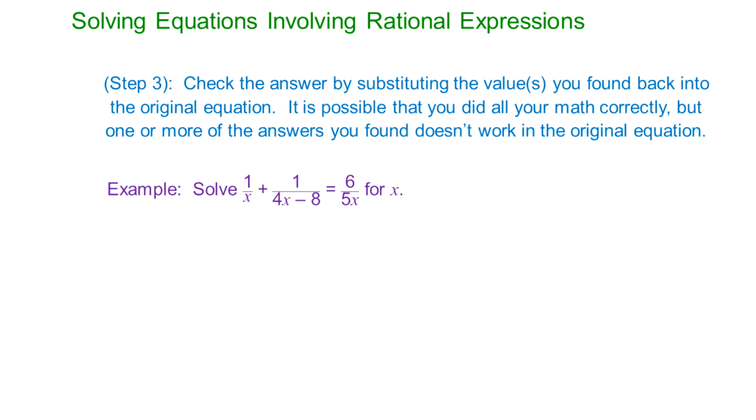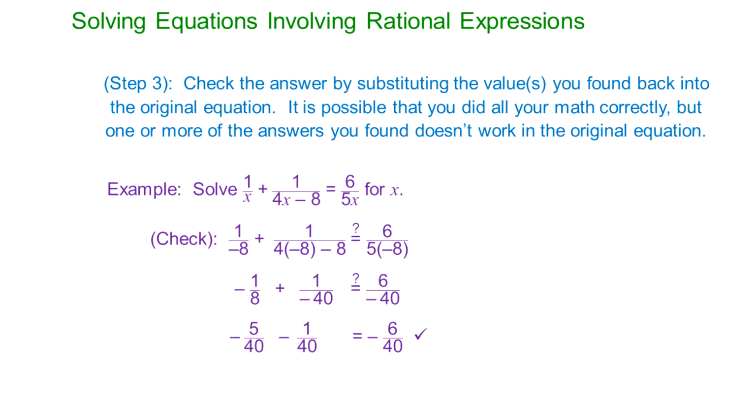For my third step, I need to substitute this value back into the original problem. It is possible that I have done all my math right, but the answer I got doesn't actually work in the original equation. Since I got an answer of x equals negative 8 in the last slide, I'll start by changing all of my x's in the original equation to negative 8. Next, I'll work with each side of the equation separately and hope that I can get the same answer on both sides of the equation. Since the work I have here shows that both sides of the equation are equal to negative 6 over 40, I can conclude that my answer of x equals negative 8 must be correct.